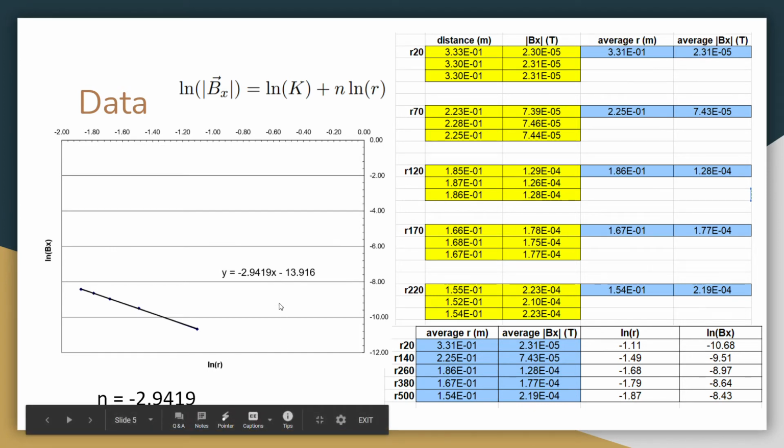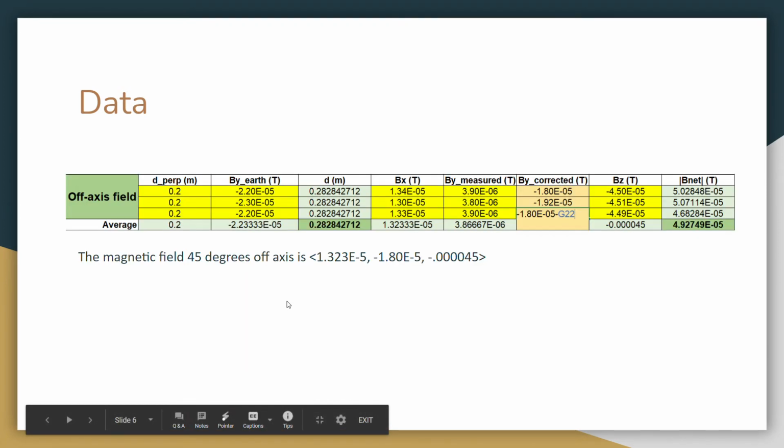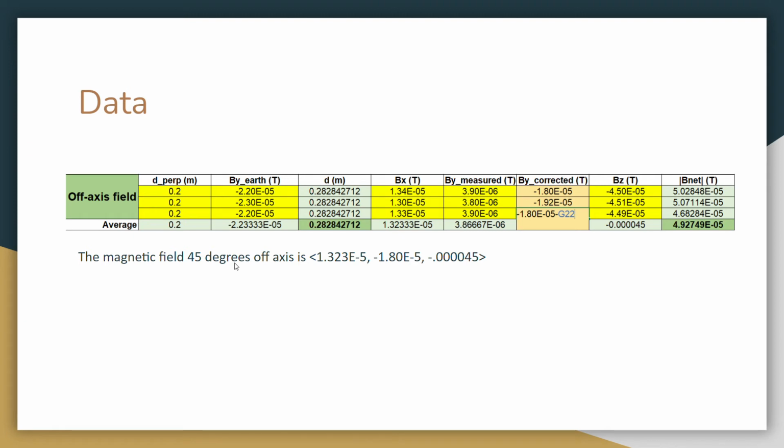So n is the slope of this graph, and my n, or my distance dependence, is negative 2.9419. I also found the magnetic field 45 degrees off axis, and that was 1.323 times 10 to the negative 5, negative 1.80 times 10 to the negative 5, and negative 0.00045. You can see the data and how I got this here.